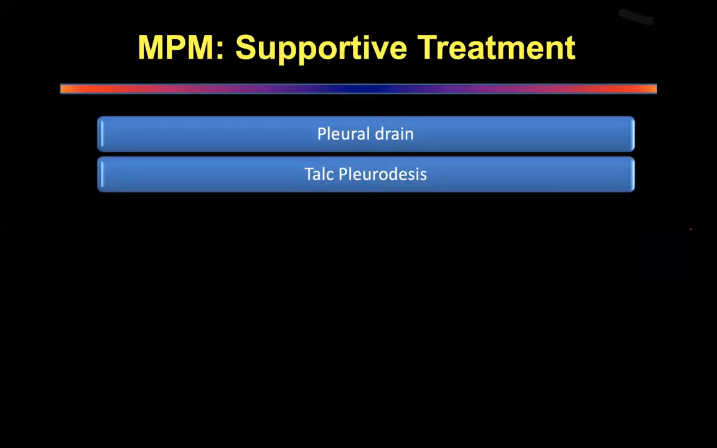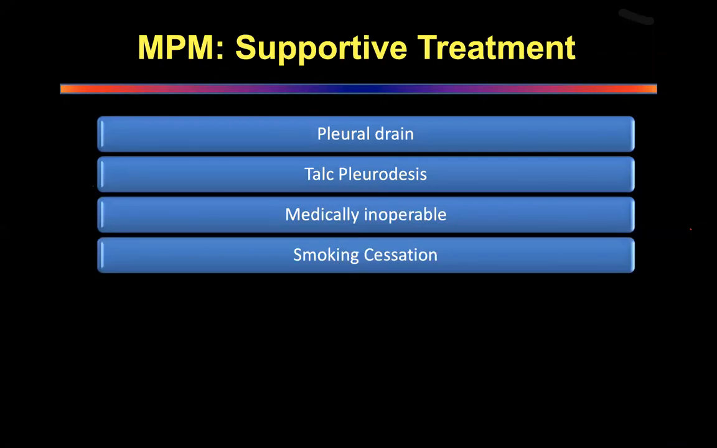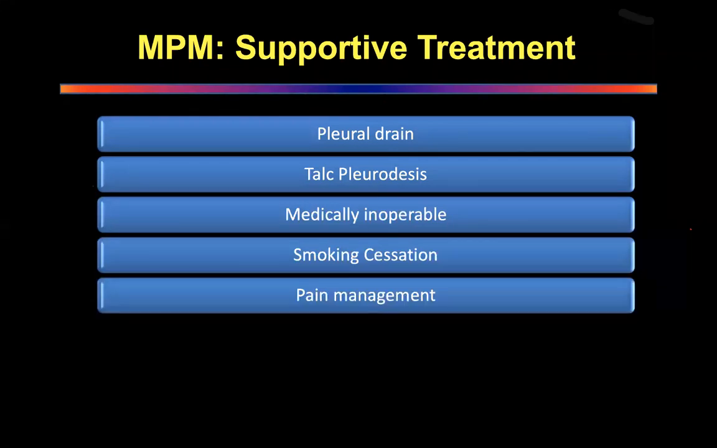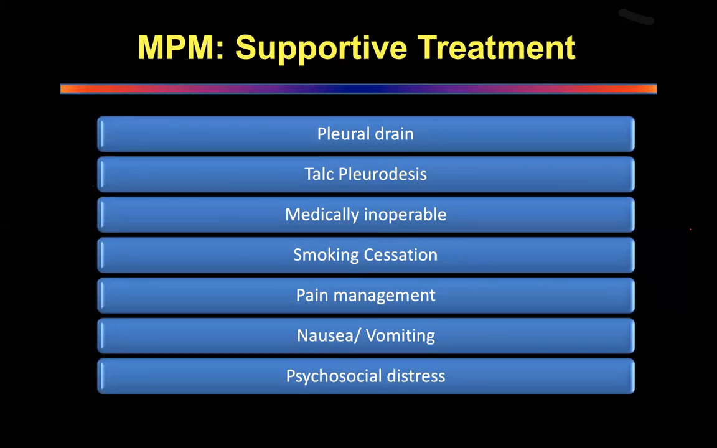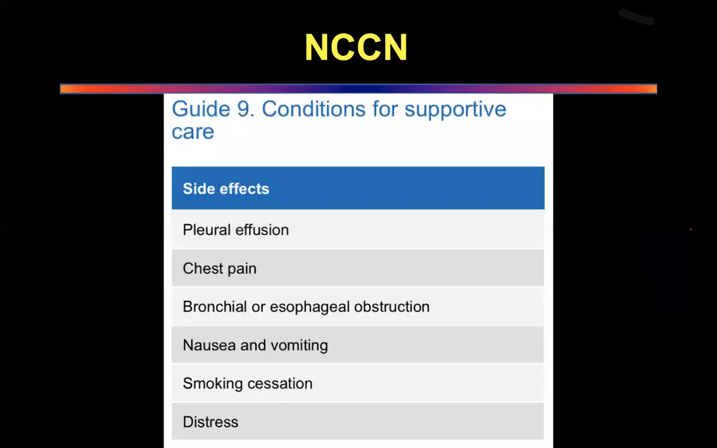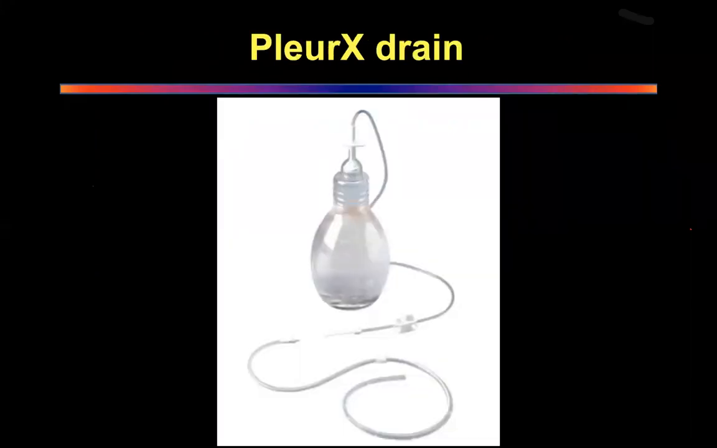So what are the supportive cares? We spoke about it: pleural drain, talc pleurodesis in medically inoperable patients, smoking cessation, pain management, nausea, vomiting, and psychosocial distress. Okay, so it's very straightforward, nothing complicated. Just in an exam, just reproduce it. And this is the flashcard for supportive care. So take care of the pleural effusion, take care of the pain, take care of any obstruction or obstructive symptoms, take care of nausea, vomiting, smoking cessation, and distress. Psychological support. The distress is psychological support. So most of these patients will have any of these, and you've got to be careful. You've got to take care of the patient as a whole rather than just treatment.